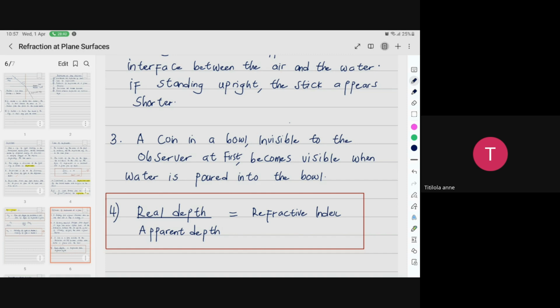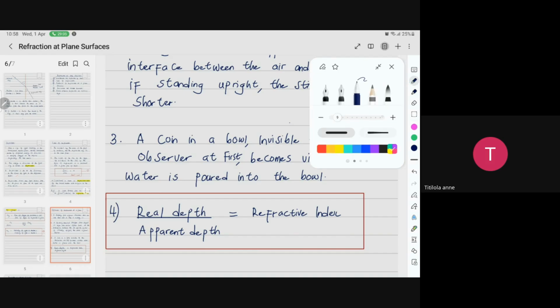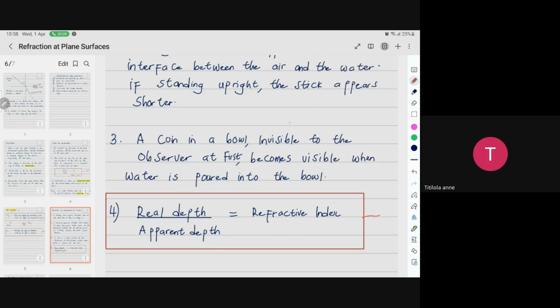So now, the next one is that your refractive index can also be expressed in terms of real depth and apparent depth. Because of the issue with your swimming pool, you can as well calculate your refractive index using this formula, that real depth over apparent depth is your refractive index. I think this should be my equation number 3.